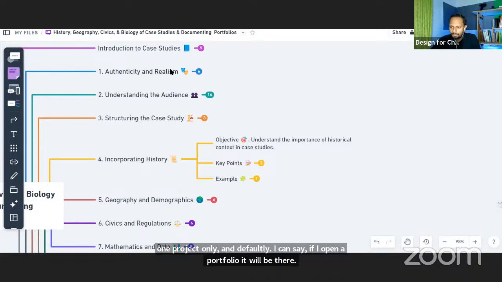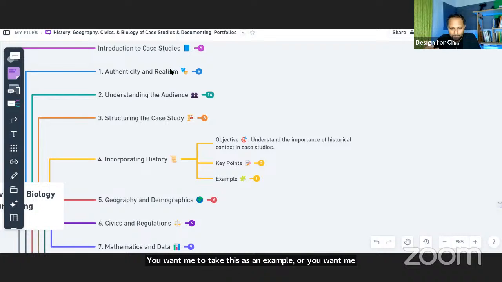So one way or the other, some project will be there. You want me to take this as an example, or you want me to take some other project? EV charging finder. Any other project, guys? I think yesterday we saw a little detail about the EV charger finder, right? Can you bring something else?